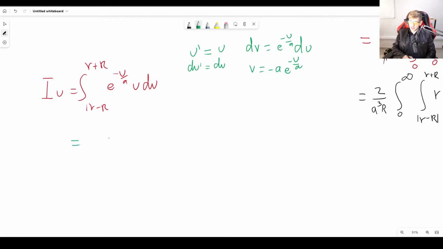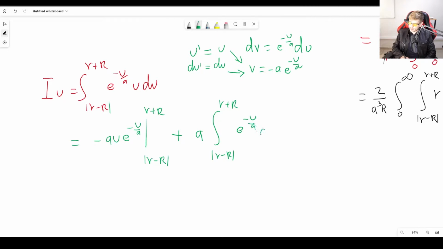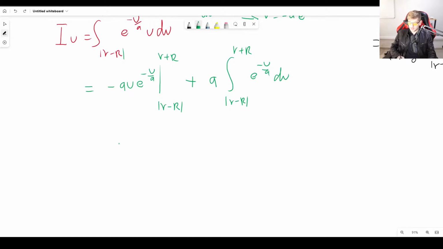So now let's plug it in. So we get minus a u e to the minus u over a evaluated between the absolute value of r minus R, I forgot that line, and r plus R. Then we get minus the integral, so we already did that, the integral of this product. So we get minus minus, so plus, and a goes outside, and we get the integral from the absolute value of r minus R to r plus R of e to the minus u over a du. Okay, so now let's continue this down here.